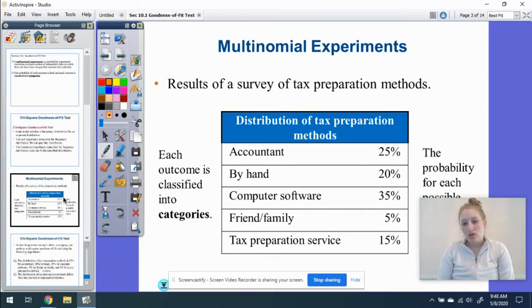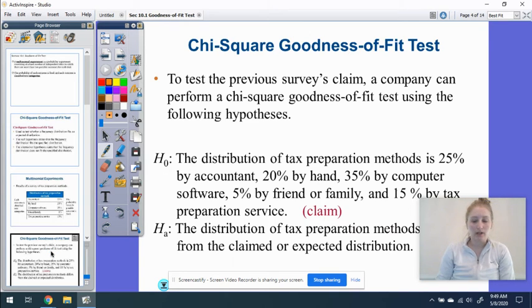So let me show you what I mean by an example of this. Each of our outcomes for tax prep methods is classified into our categories. Our categories in this case are accountant, by hand, computer, family or friend, or a tax preparation service. The percentages here are the probability for each of our outcomes, okay? So in this case, our null hypothesis would be that the distribution of tax preparation methods is 25% by accountant, 20% by hand, 35% by computer software, 5% by family or friend, 15% by tax prep service, okay? And then the alternative would be it doesn't fit into that claim or expected distribution, all right?